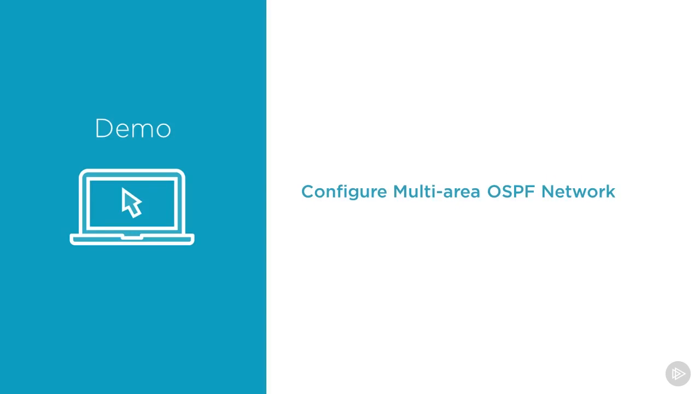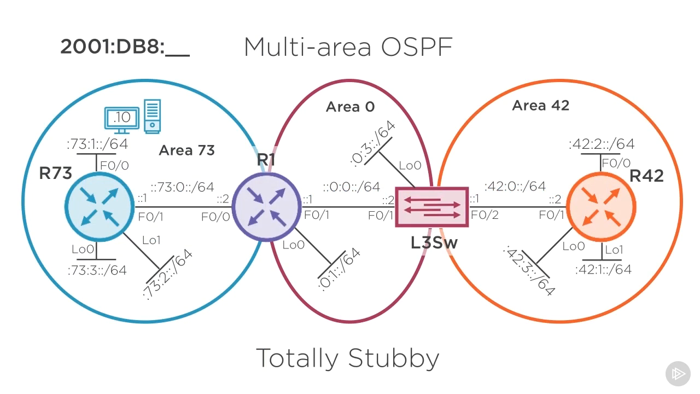So I'd like to do the demonstration now and just configure the multi-area OSPFv3 network. We're going to use effectively the same exact network we used for OSPFv2, except this time I've applied IPv6 addresses to all of my devices except for my layer 3 switch. And I haven't done that yet because I want to show you something that we need to do on a layer 3 switch before IPv6 will work.